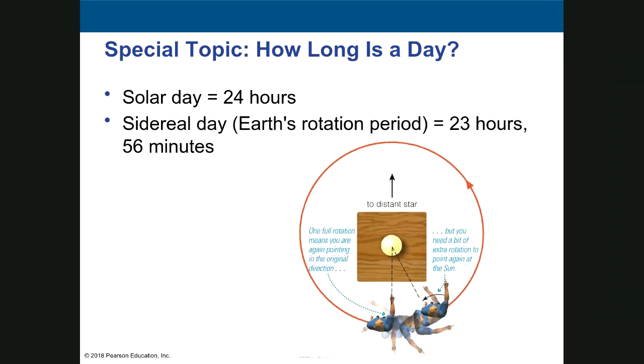What I want to talk about is the day, all right? So the special topic of how long is a day. There's a difference between the sun getting back to its original position, which is equal to 24 hours, and the Earth getting back to its same position, which is 23 hours and 56 minutes. This is the sidereal day. So they're slightly off from each other, and you need an extra little bit to get the sun back to its origin point.